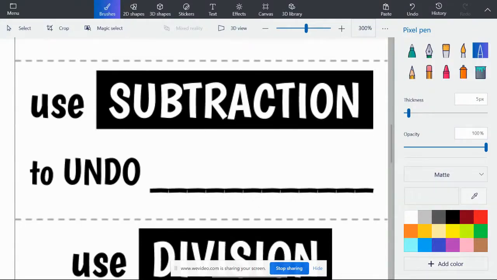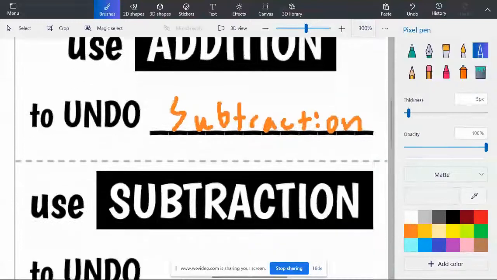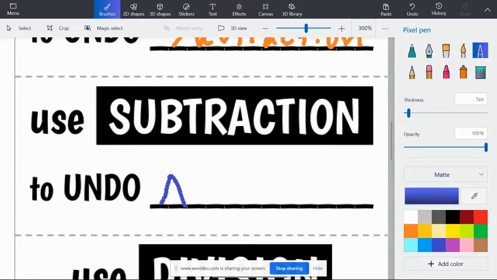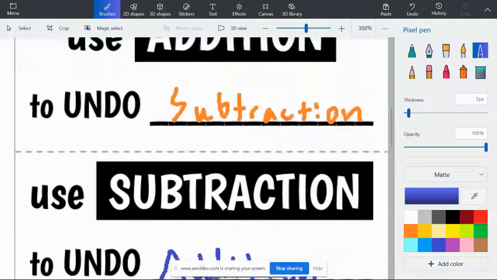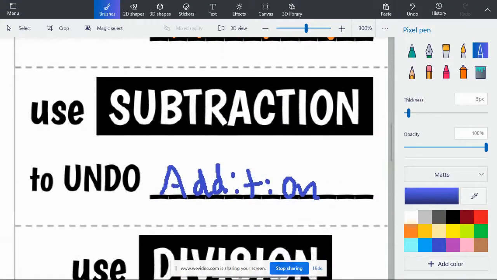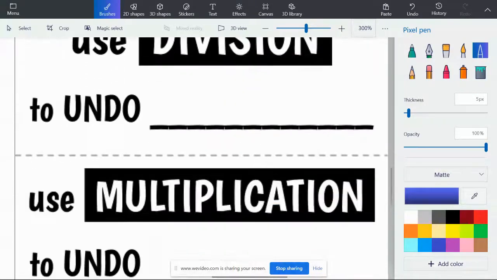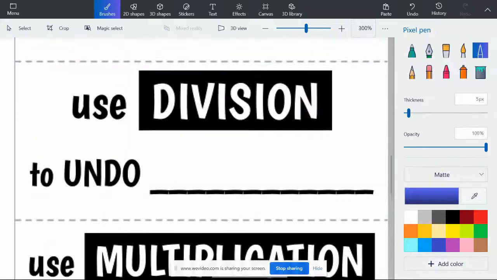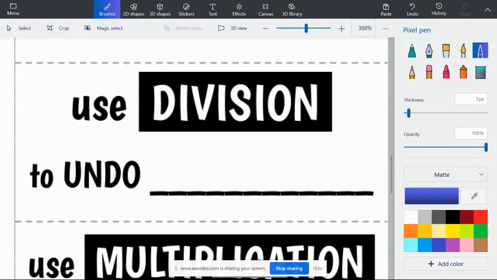Okay, subtraction. We're going to use addition to undo subtraction, its inverse operation, which, if you look up here, you should be able to figure out. If you notice, we use addition to undo subtraction. We're going to use subtraction to undo addition. This is the inverse operations. From that, you can probably figure out these last two, and you did them last year, so you might remember as well. We're going to use division to undo multiplication.